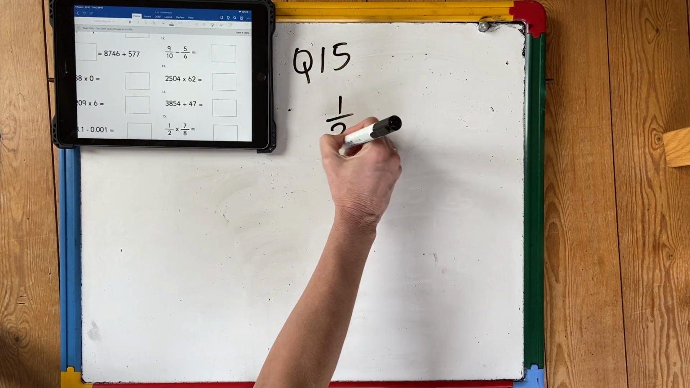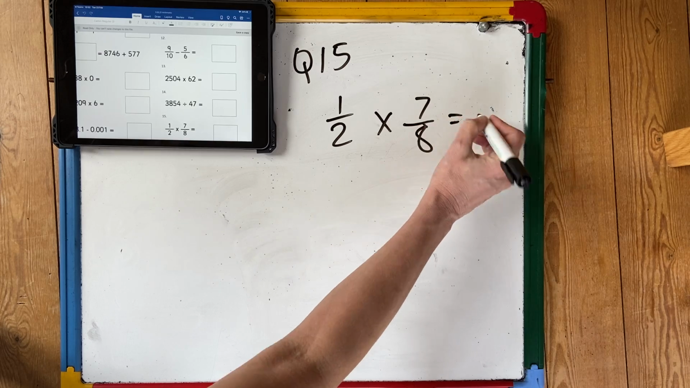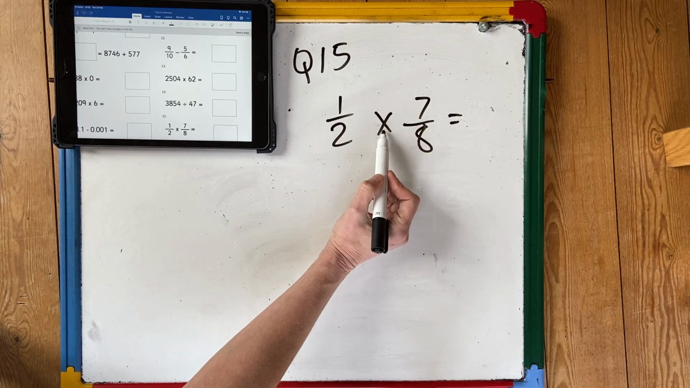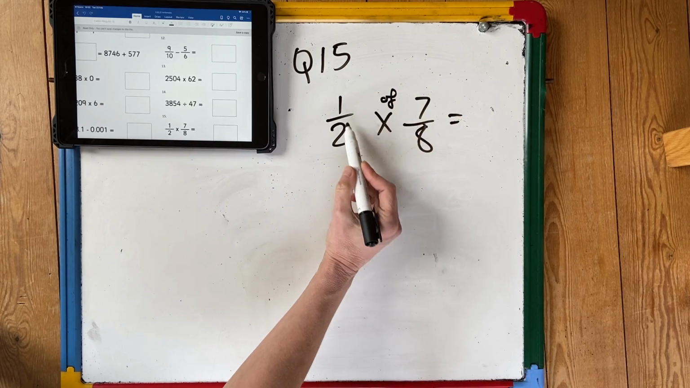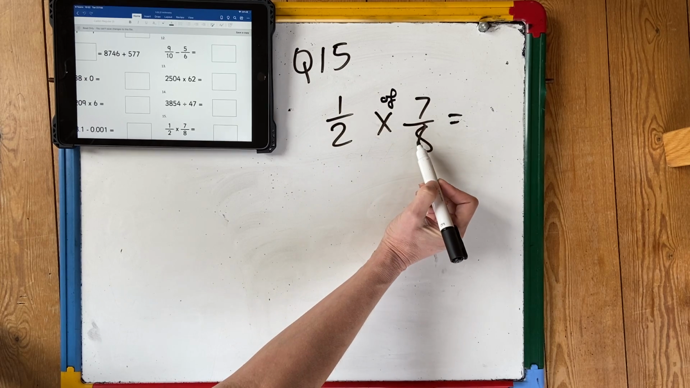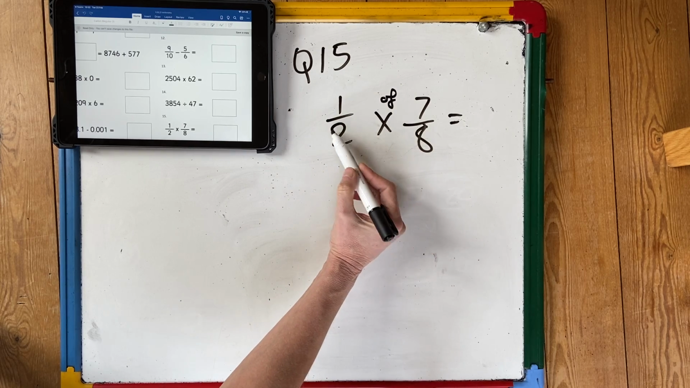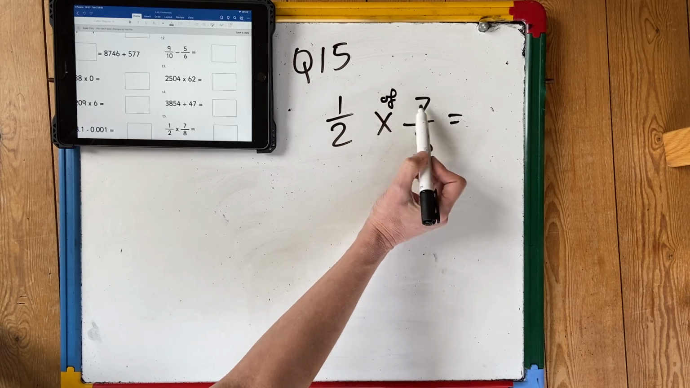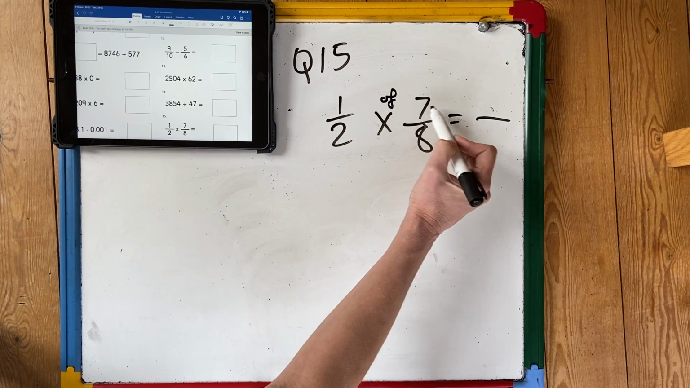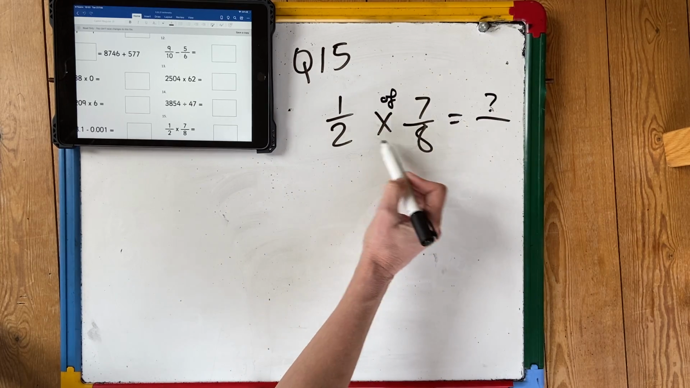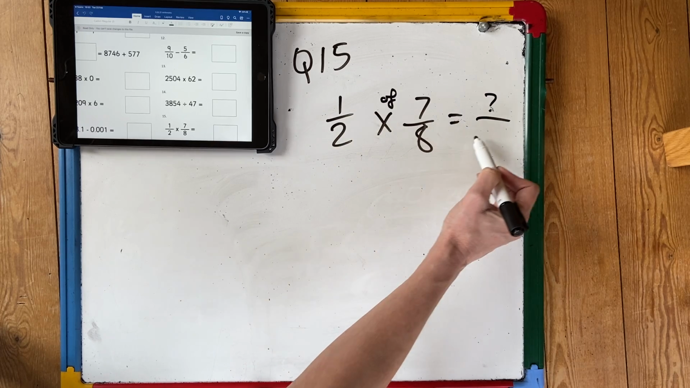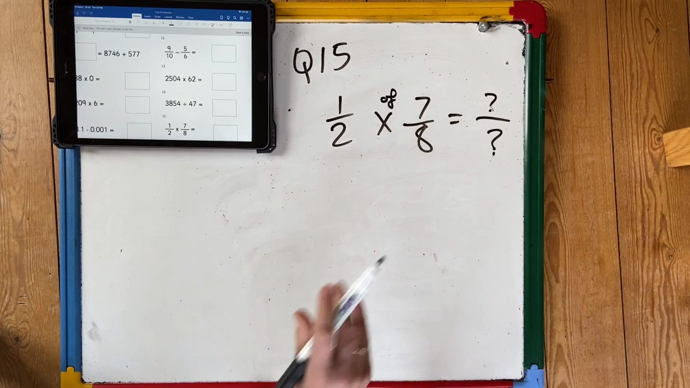Question 15. A half times 7/8. Remember that times means of and often means times, so you're finding out a half of 7/8. So to find out a half of 7/8, you times the numerators together. So 1 times 7 is what? And times the denominators together. 2 times 8 is what?